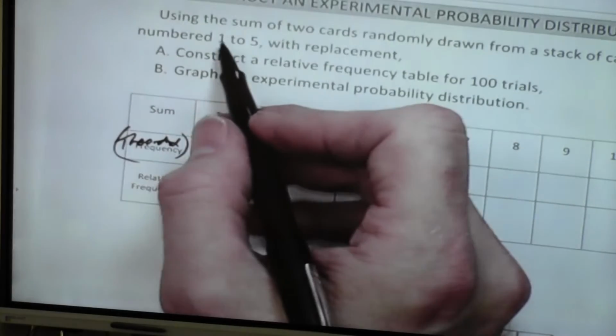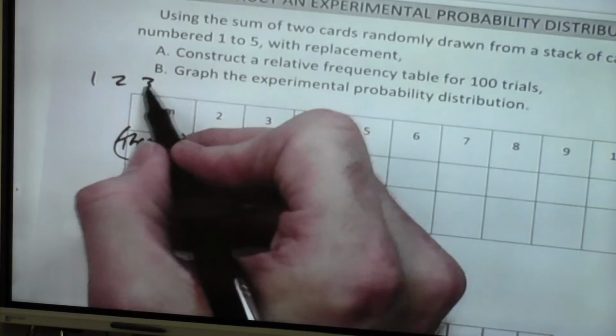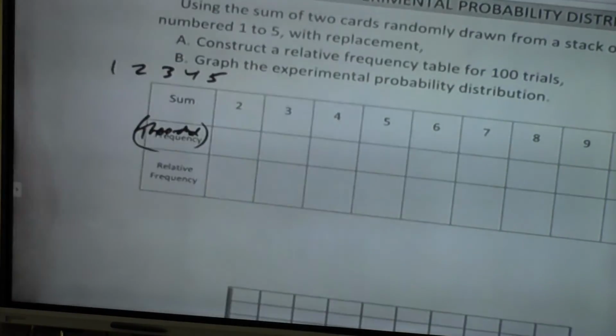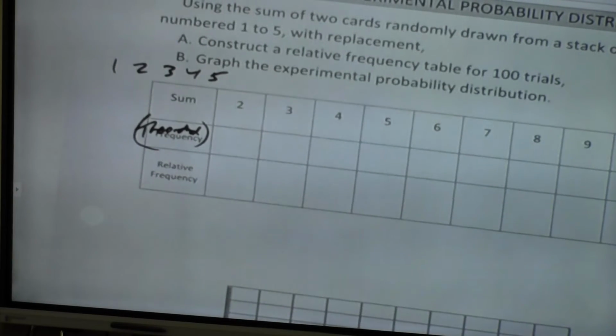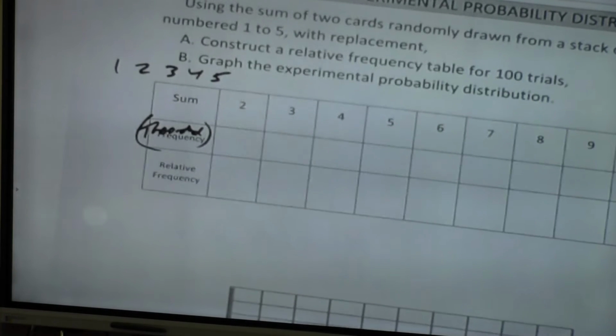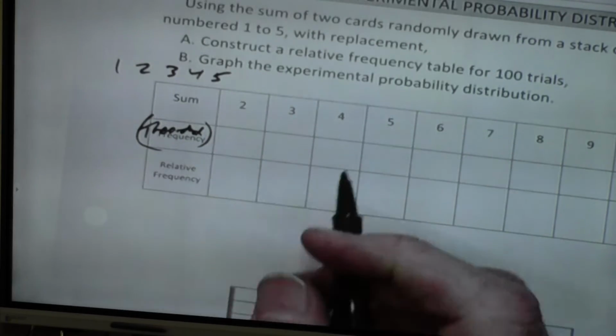All right. So we have 1, 2, 3, 4, 5. You have 5 cards. Pull one out. It's a 1. You put it back in. You pull out another one. It's a 3. So you got a 4. So that's one of the possibilities. So you do it again, and you do it again, and you do it again.